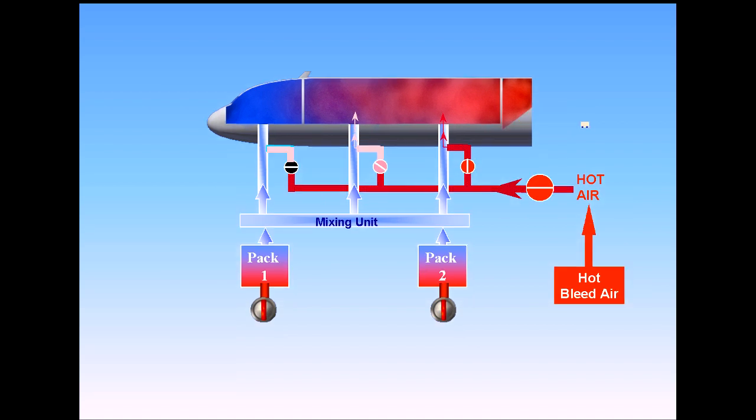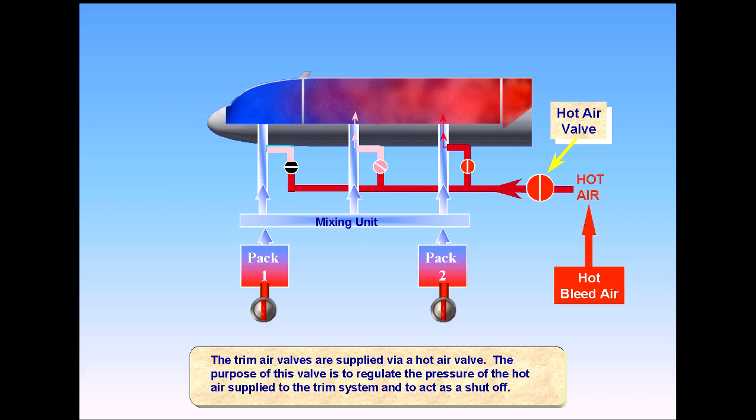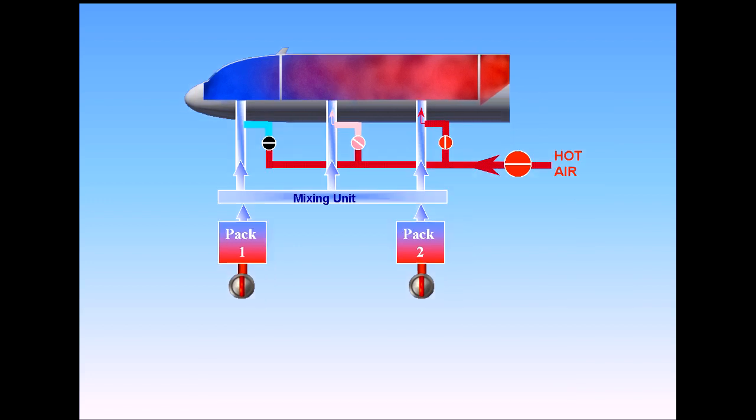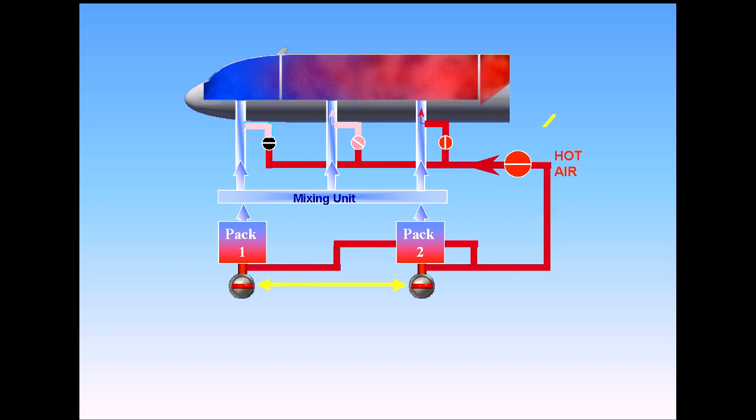The trim air valves are supplied via a hot air valve. The purpose of this valve is to regulate the pressure of the hot air supplied to the trim system and to act as a shutoff. The hot bleed air is supplied to the hot air valve from just downstream of the pack flow valves. This means that if the pack flow valves are closed, there is no air supplied to the trim system. The hot air valve and the trim air valves will automatically close.